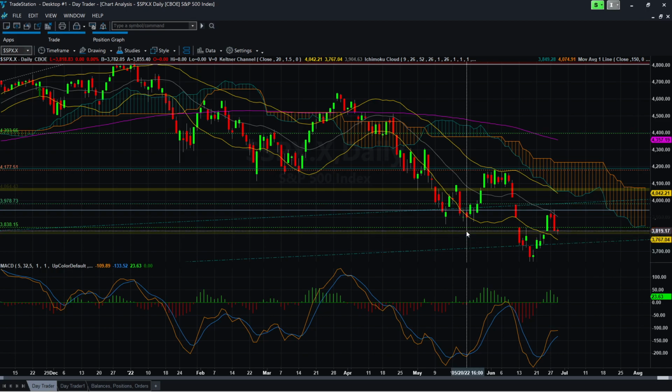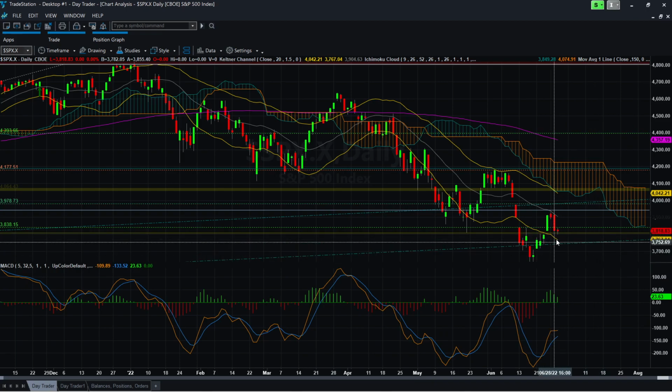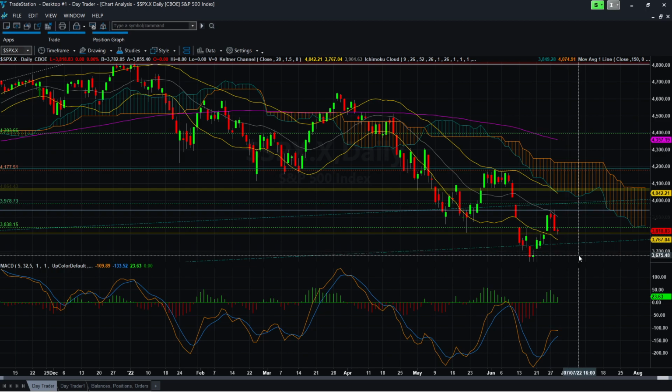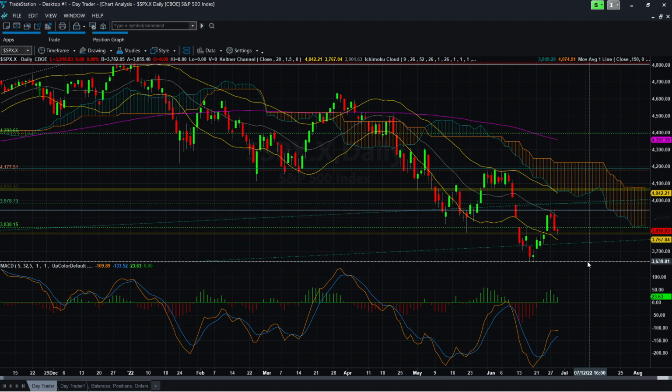All right, so we obviously close that gap and then some. We're coming down to test this trend line again. Like I said, this trend line goes way back, and this is the area that I'm looking for a trend reversal. This should be a good support area. And things are weak. The economy's weak. Sentiment's weak.